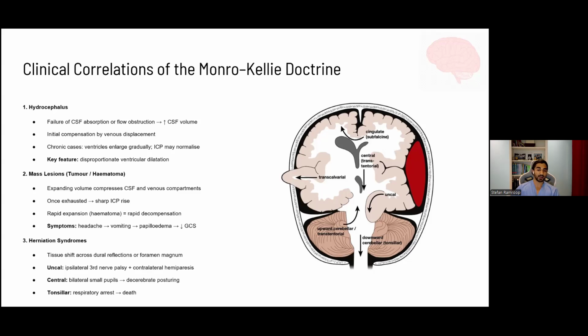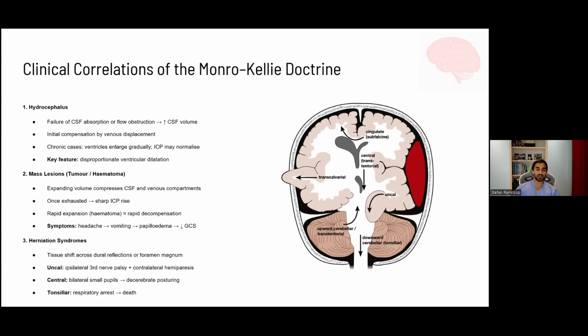In contrast, a mass lesion behaves differently. So tumors or hematomas that compress both CSF and your venous compartments, you're going to have a steep, quick rise in your ICP, giving your classically raised ICP symptoms, such as your headache, your vomiting.